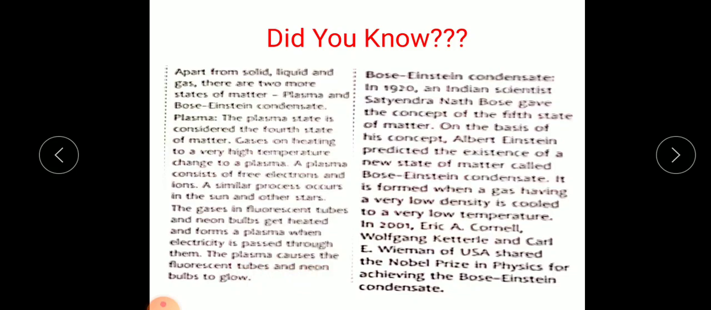Next is Bose-Einstein condensate. In 1920, an Indian scientist named S.N. Bose, Satyendranath Bose, gave the concept of the fifth state of matter. On the basis of his concept, Albert Einstein predicted the existence of a new state of matter called Bose-Einstein condensate. It is formed when a gas of very low density is cooled to a very low temperature. So from this we learn that apart from solid, liquid and gas, we have two other states of matter: plasma and Bose-Einstein condensate.